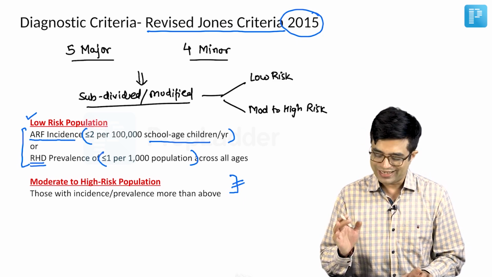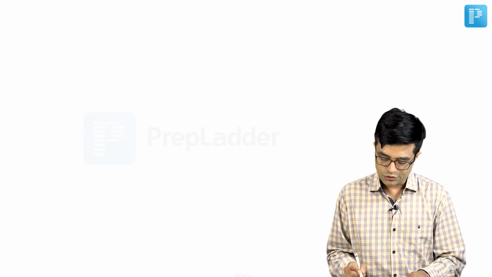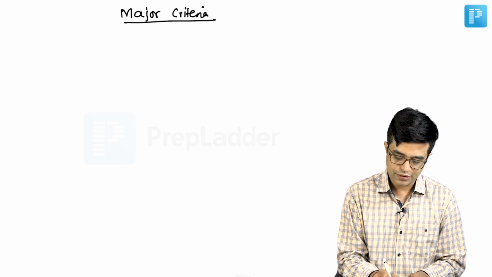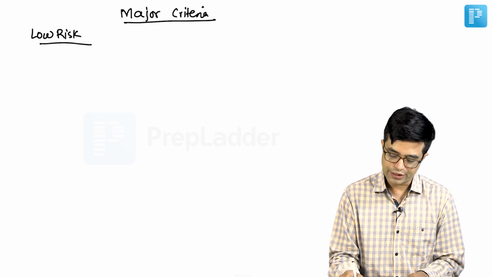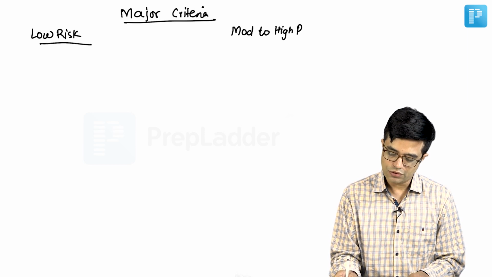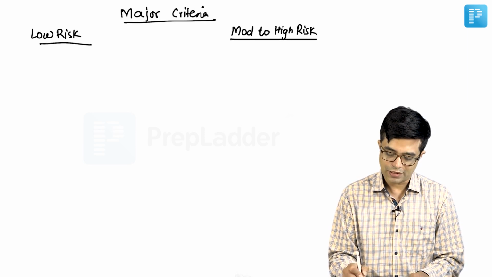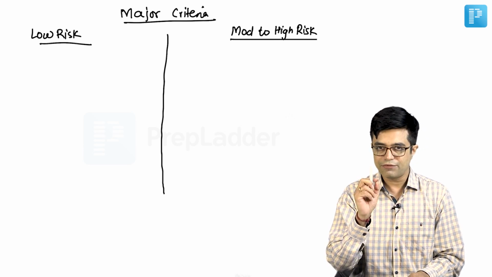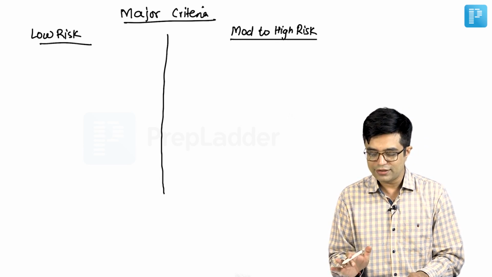So first of all, I'll be talking about the major criteria. On one side, I'm writing low risk population. Other side I am writing moderate to high risk. I don't just want to show you tables, I want to write it so that I emphasize upon the points which I want to make, and I'll be using a different colored pen to highlight the change, which is different across the two populations.